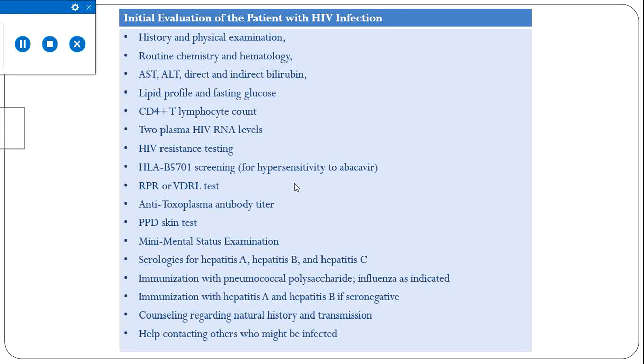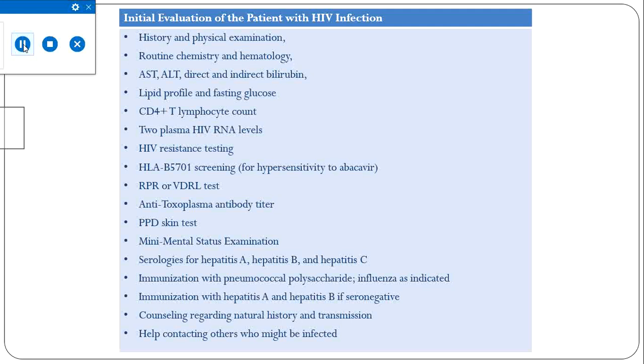a marker for hypersensitivity to the drug abacavir. If patients are positive for this marker, then this drug should not be included in the regimen because they are at risk of having severe reactions to the drug. Then rapid plasma reagent or VDRL test for screening for syphilis, antitoxoplasma antibody titers, PPD skin testing for detection of incubating tuberculosis, mini-mental status examination to detect any neurocognitive deficiency if present, serologic examination for hepatitis A, B, and C.